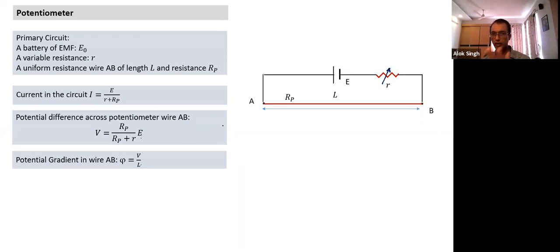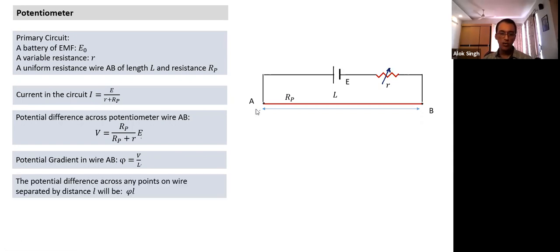So potential gradient calculation is pretty simple. Is everyone clear on what potential gradient in the potentiometer wire is? We calculate the potential difference divided by its length, which becomes the potential gradient. Okay, so what we understand here is that potential gradient is phi.